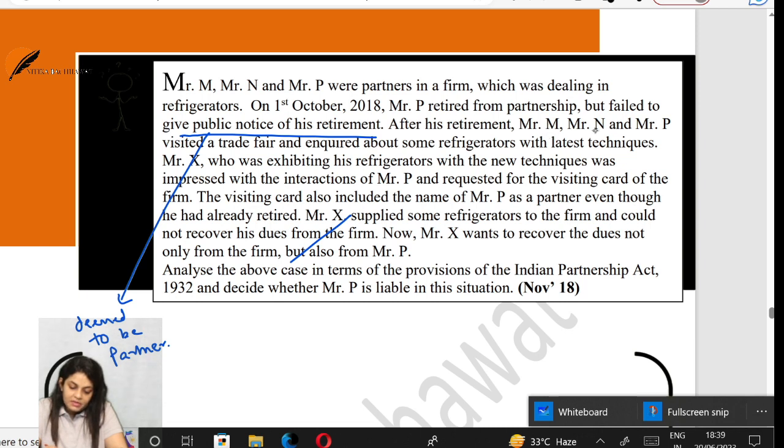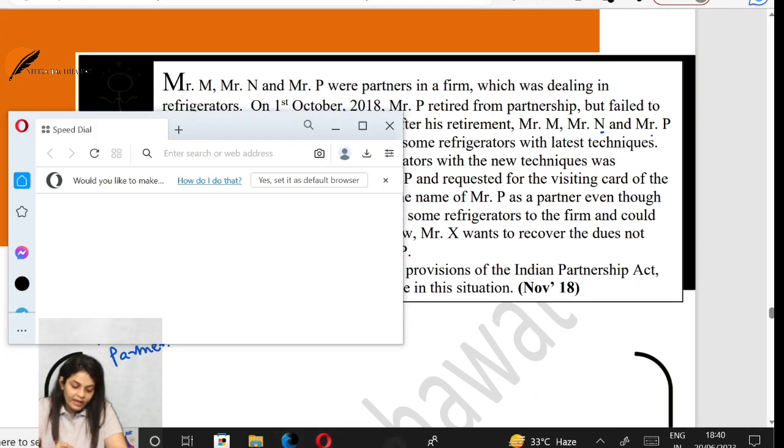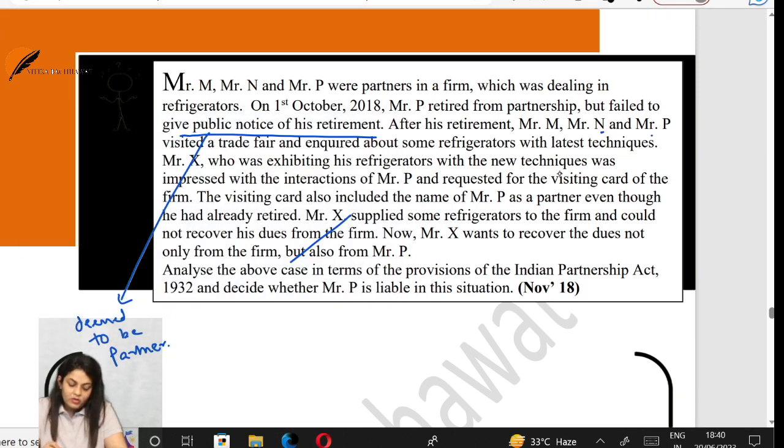After his retirement, Mr. M, N, and P visited a trade fair and inquired about some refrigerators with the latest techniques. Mr. X, who was exhibiting the refrigerator with the new technique, was impressed with the interactions of P and requested him for the visiting card of the firm. The visiting card also included the name of P. This is really too much.